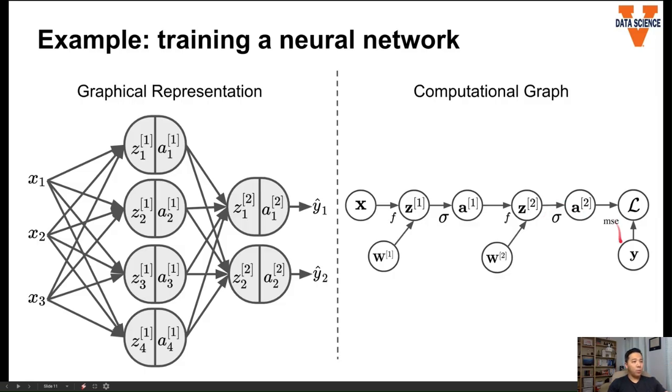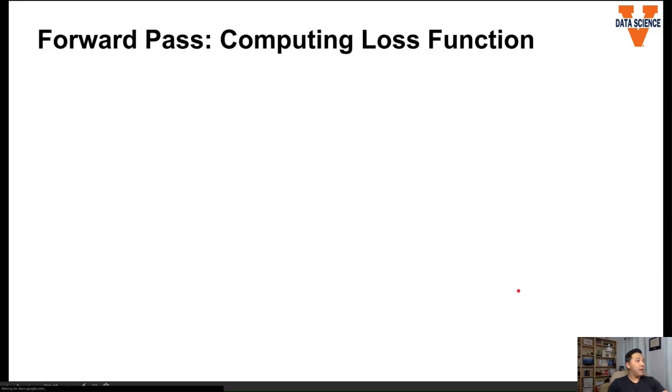And then finally, when you produce the predicted values here, you're going to compare them with the actual label through some loss function. So the loss function can also be represented in this computational graph, and you use MSE to calculate the loss function here. So that is your computational graph. Now we're going to go a little bit deeper here, trying to calculate the different steps of backprop.